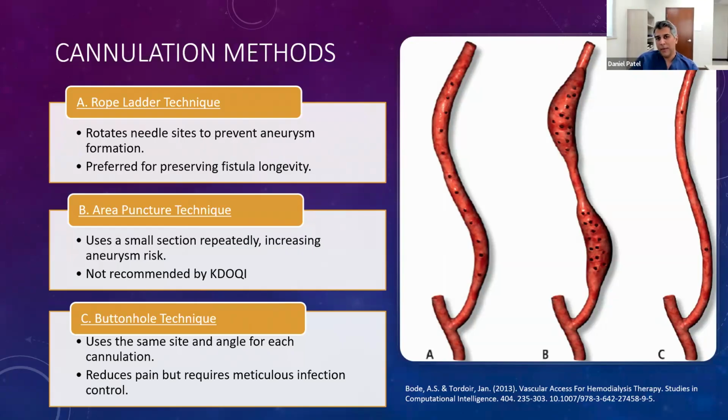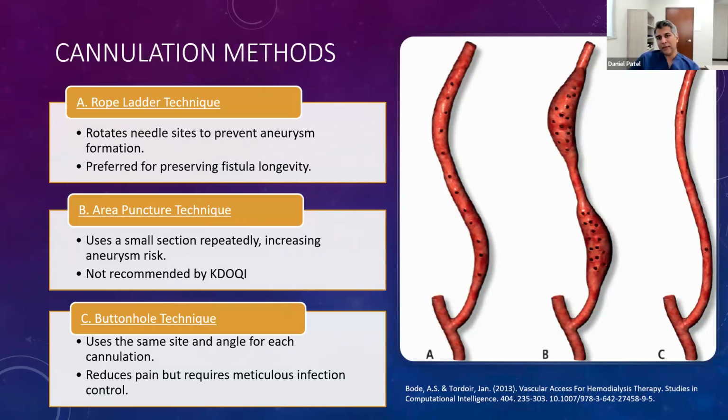So we want to rotate the needle sites as much as possible. We always instruct our home patients to try to do that, and we encourage that in the dialysis units as much as possible. Now, granted, we are sometimes limited. Sometimes the vein is too deep to get a needle into safely, and it's not always easy to do the rope ladder technique. But that's what we like in the long term, what gives us better outcomes and keeps the vein from wearing out.